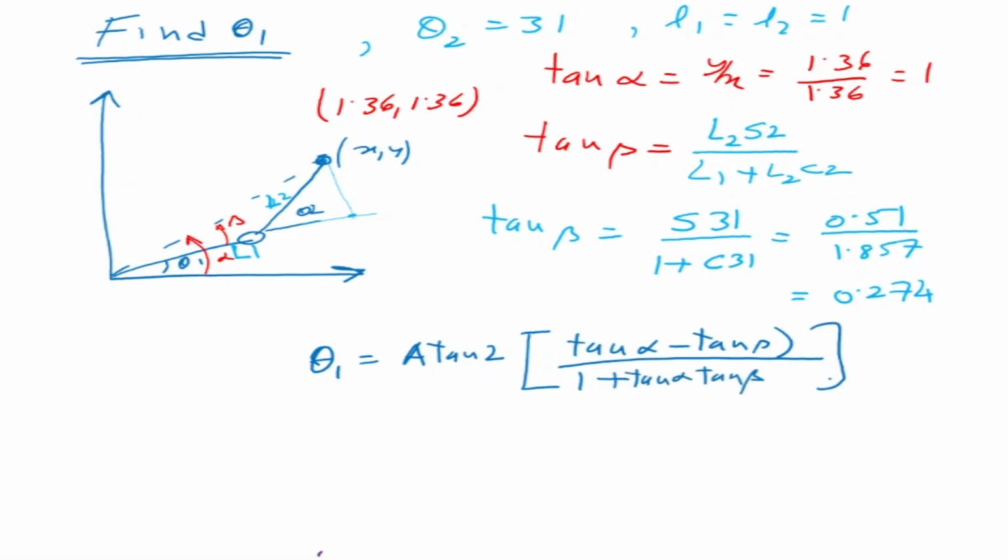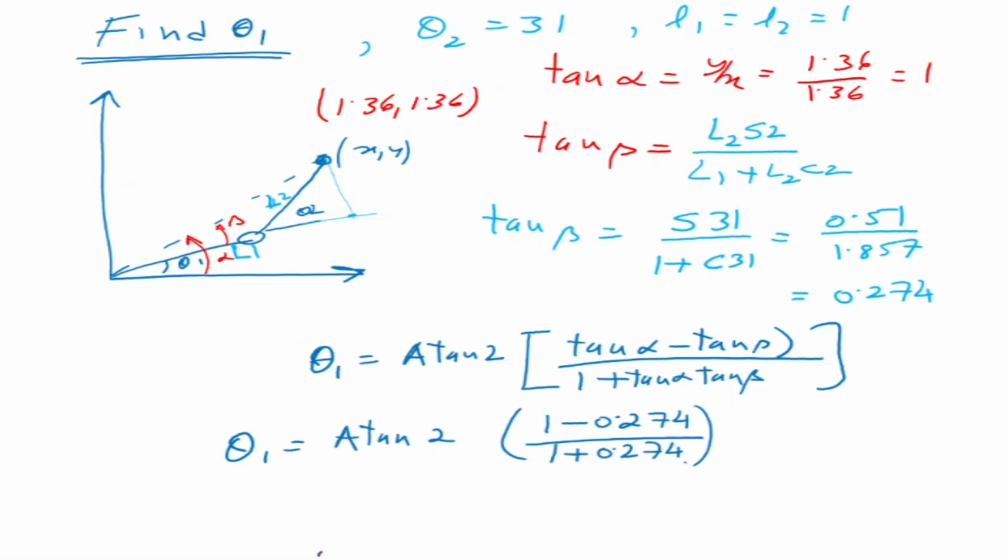Okay. So when I put in the values, I get theta 1 is equal to atan2 of (1 minus 0.274) divided by (1 plus 0.274), which is equal to atan of 0.569. So theta 1 comes out to be equal to 29.7 degrees.